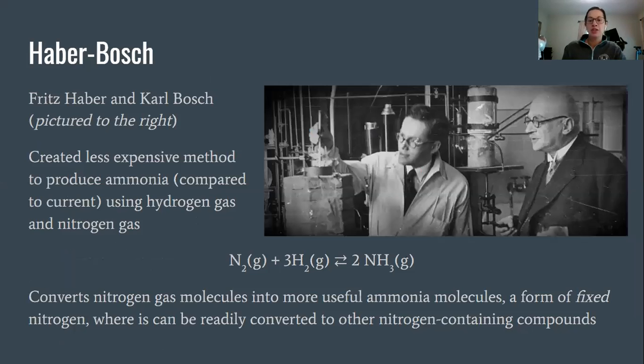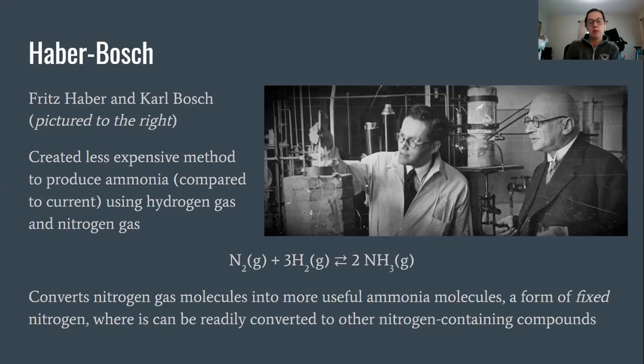So I mentioned Haber-Bosch, and you're going to look into this more in part C, but this is the two scientists. We have Fritz Haber and Carl Bosch. They're pictured here to the right. They created a less expensive method to produce ammonia, compared to what was current at the time. And they used just hydrogen gas and nitrogen gas, and they were able to produce ammonia gas, like in this reaction here below.